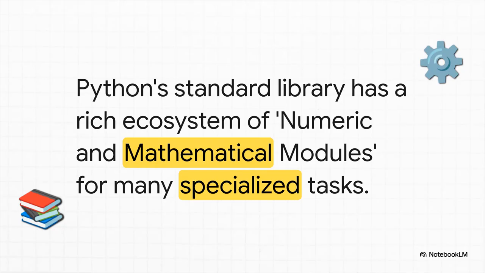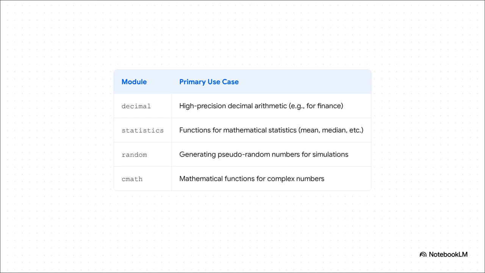So while we did have to go outside the standard library for symbolic math with SymPy, Python's own built-in tools are incredibly rich for all sorts of other specialized numerical tasks. In fact, the official docs call them the numeric and mathematical modules. And wow, just look at the range here. The standard library has modules for pretty much everything. You've got decimal for that super high precision financial math, statistics for analyzing data, random for running simulations, and even cmath if you need to work with complex numbers.